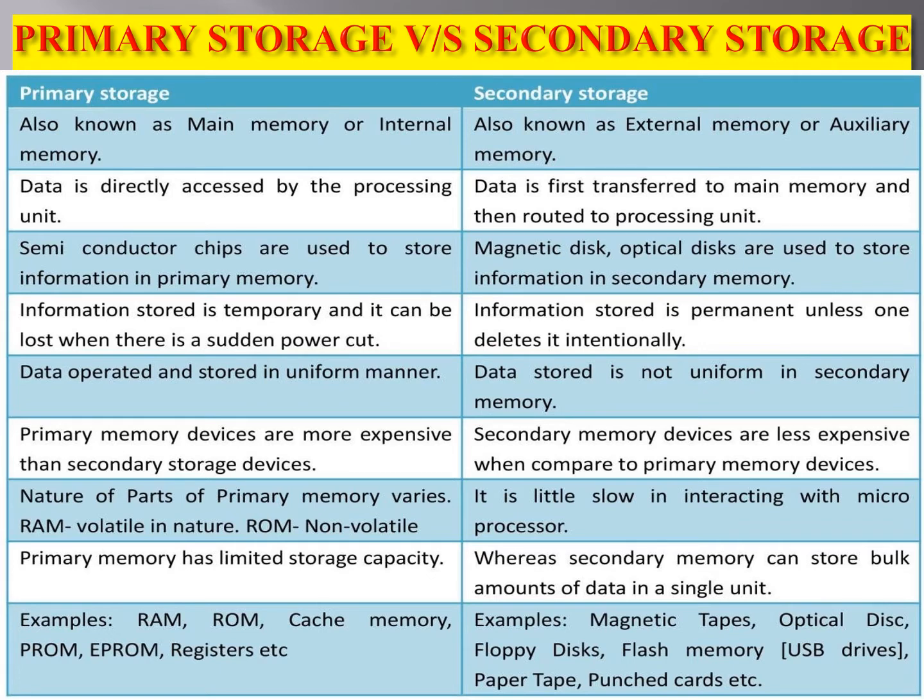The nature of the parts of primary memory varies. RAM is volatile in nature, ROM is non-volatile. It is the fastest in interacting with microprocessors. Primary memory has a limited storage capacity, whereas secondary memory can store bulk amounts of data in a single unit. Examples: RAM, ROM, cache memory, EEPROM, registers, etc. Examples of secondary memory: magnetic disk, optical disk, floppy disk, flash memory, USB drives, paper tapes, and punch cards, etc.